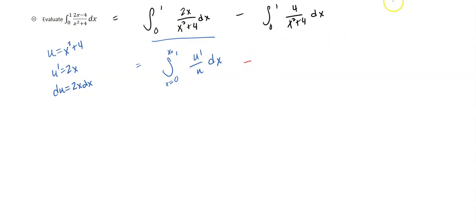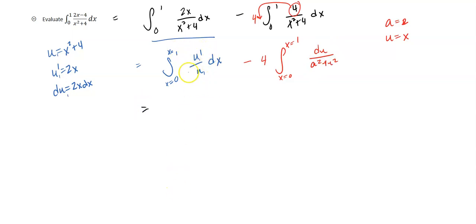On this side, we'll call this one u1, and so on and so forth. On this side, I'm going to have a 4 over x squared plus 4, so I can't use the same u, but what I can do is let a be 2 and let u be x. So if I bring the 4 out front, what I end up with is the integral from x equals 0 to x equals 1 of du over a squared plus u squared. So that's our friend arc tangent.